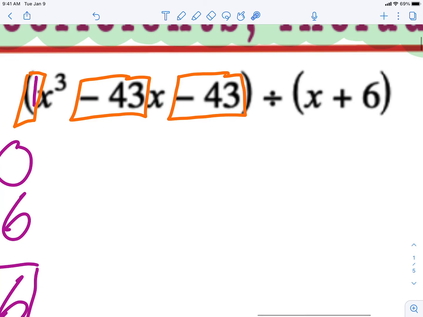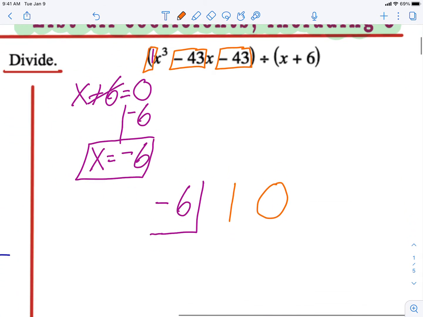Next, what is in front of x to the power of 1? Negative 43. Okay. Negative 43. And then at the end is another negative 43. Just like that. Look at that.